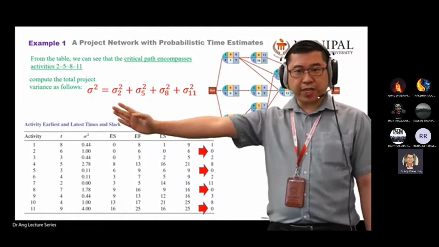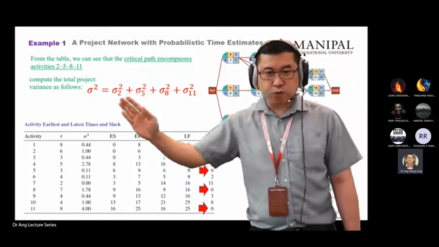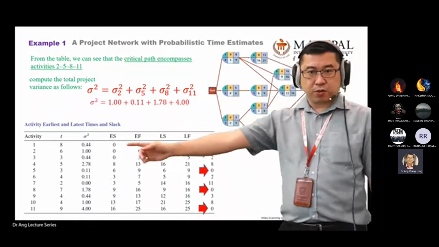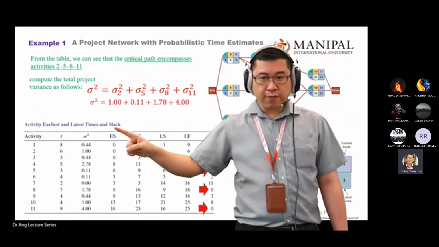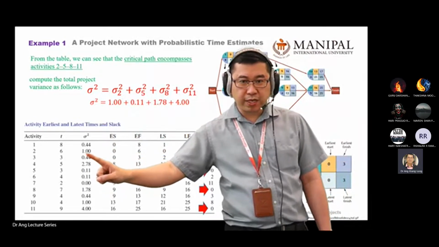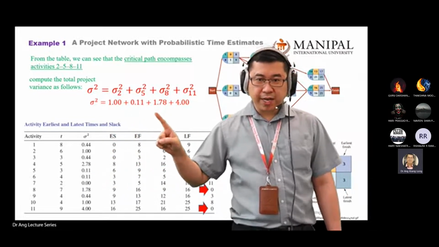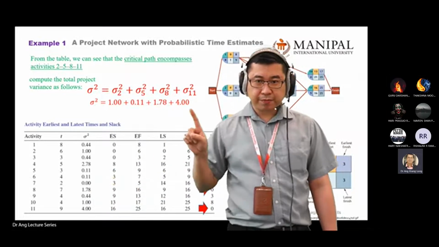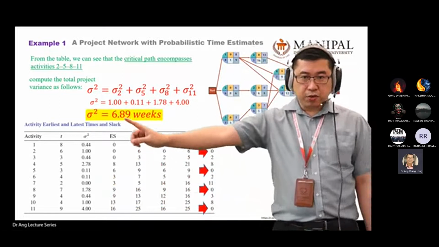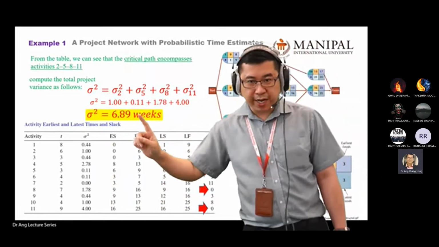So as long as we deal with these critical activities, which in this case are 2, 5, 8, and 11, you find them in the table, you already calculated, right? 2 here is 1. 5 is 0.11. 8 is 0.75 here. 11 is 4. You add them together. So your variance for the whole activity is 6.89 weeks.